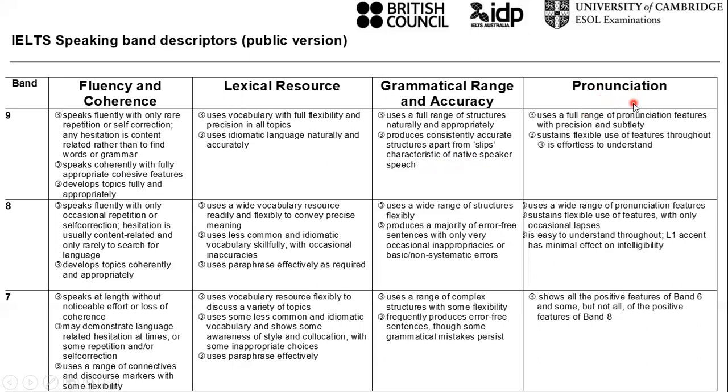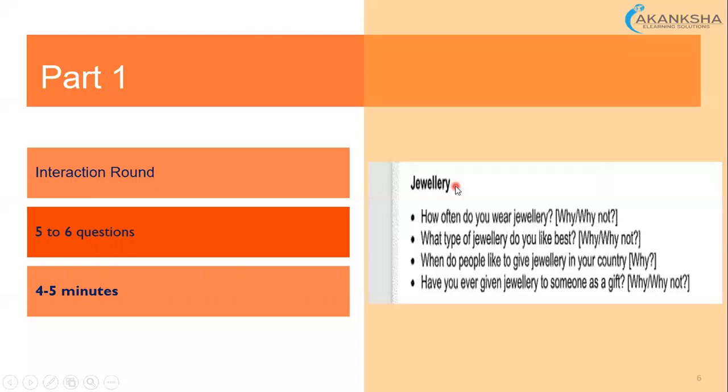Pronunciation is the last parameter, where they want us to use a full range of pronunciation features. They are not focusing much on the accent that you use here. However, they want us to focus on the voice modulation, the kind of intonation, the kind of stress that we use in the language usage. This has to be a quite flexible use of these features, and the whole thing has to be quite effortless to understand. So this is the set of parameters given for band 9, which is the highest here. Our target would be to achieve this score, more or less. Well, let's continue from here.